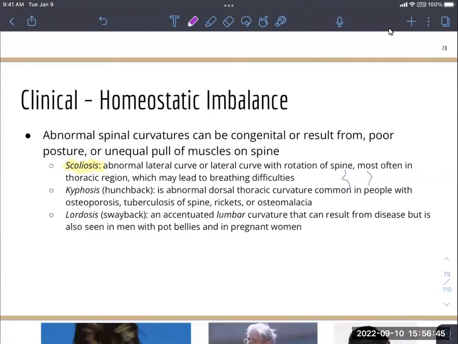It's often in that thoracic region, and it can lead to breathing difficulties. There can also be a rotation, not just a lateral curve, but a lateral and a rotation.